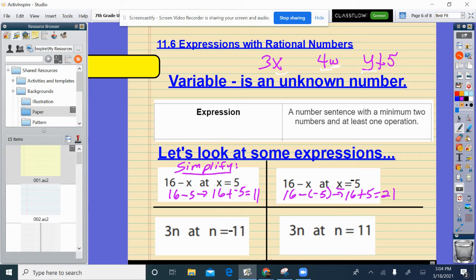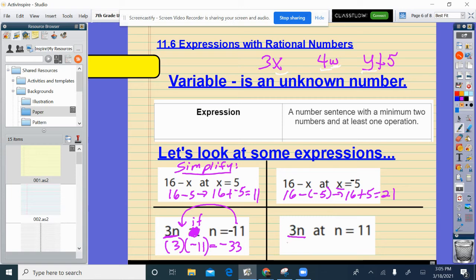Let's try this one. 3n, if n equals negative 11. Well, what's going on first here between 3 and n? Well, that's multiplication. That's how we write it in mathematics. And we could also write it like this. If I substitute negative 11 for n, it can go like that. So that would be a positive times a negative, which means the answer is going to be negative. And then I just have to multiply the two values. 3 times 11, of course, is going to be negative 33.